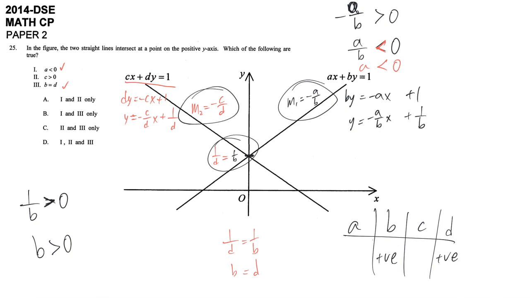Now the last one. We find the slope is negative c over d. It's just the opposite of the previous calculation, but anyway, we just calculate once again. Negative c over d is downward sloping, smaller than 0. So c over d itself is larger than 0. And we multiply both sides by d. No change because d is positive. So c is larger than 0. We will find that all 3 statements are correct.